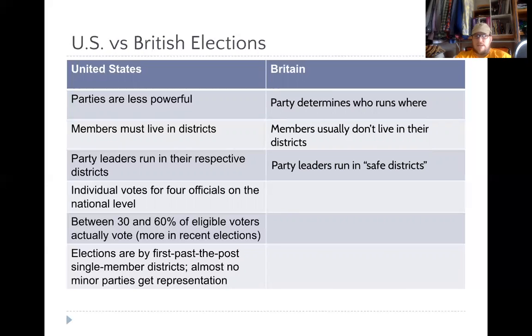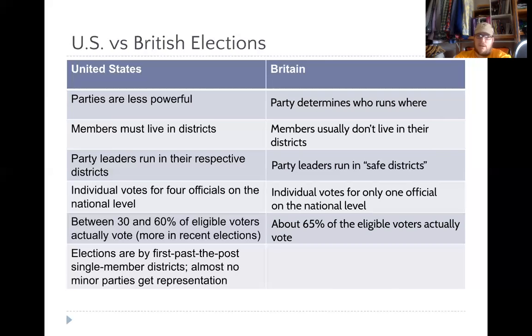In the United States, you get to vote for 4 officials on the national level: your member of the House of Representatives, both of your senators, and the president. But in Great Britain, you only get to vote for one. You get to vote for the MP who is standing for election to represent your district or your constituency.